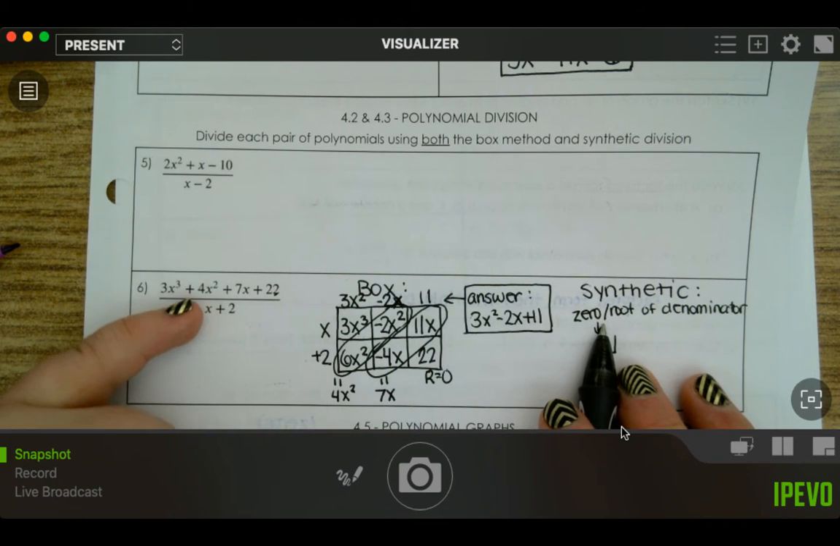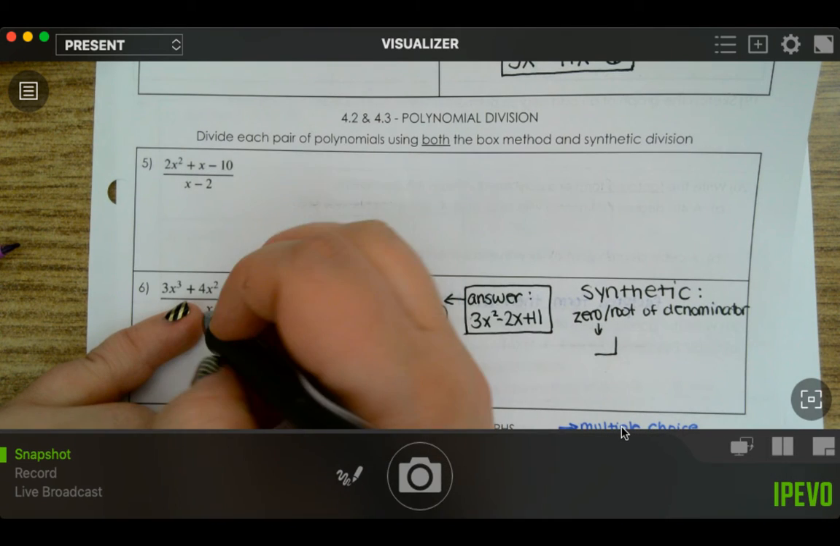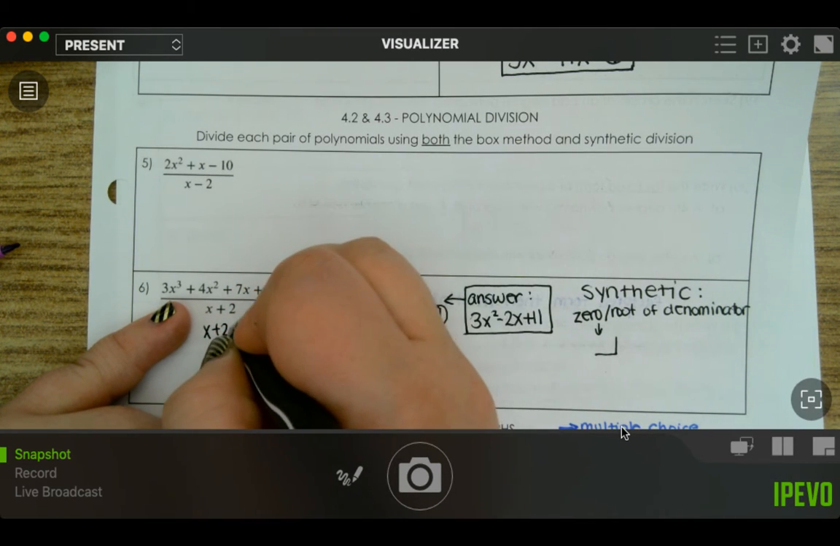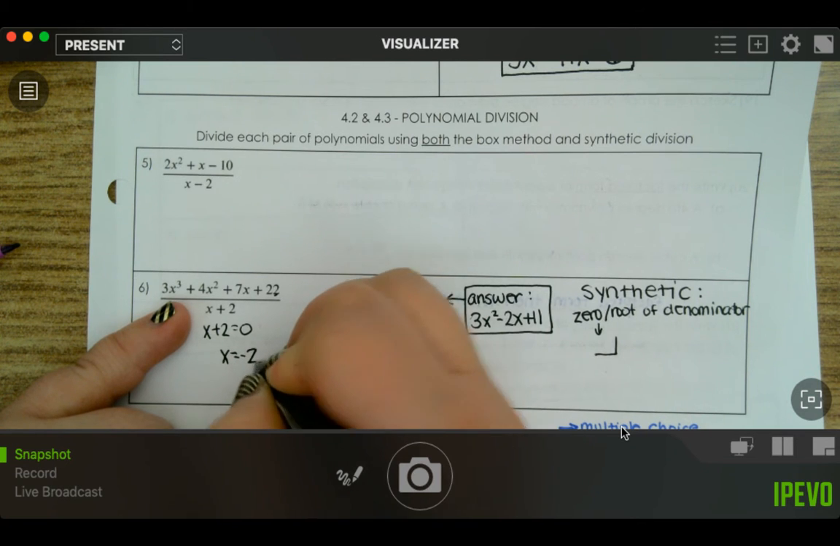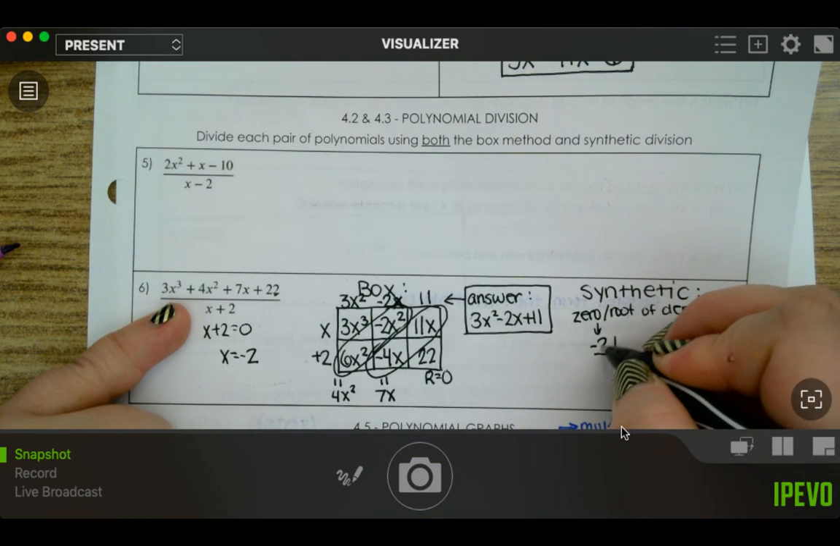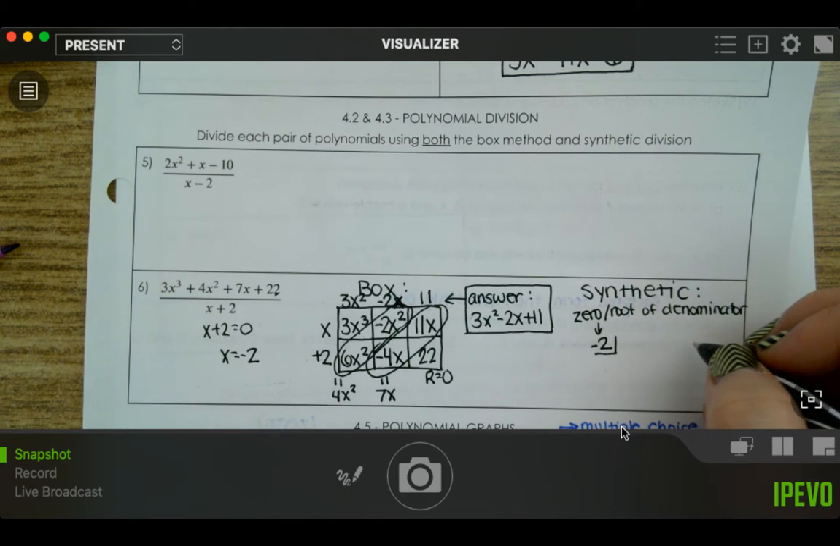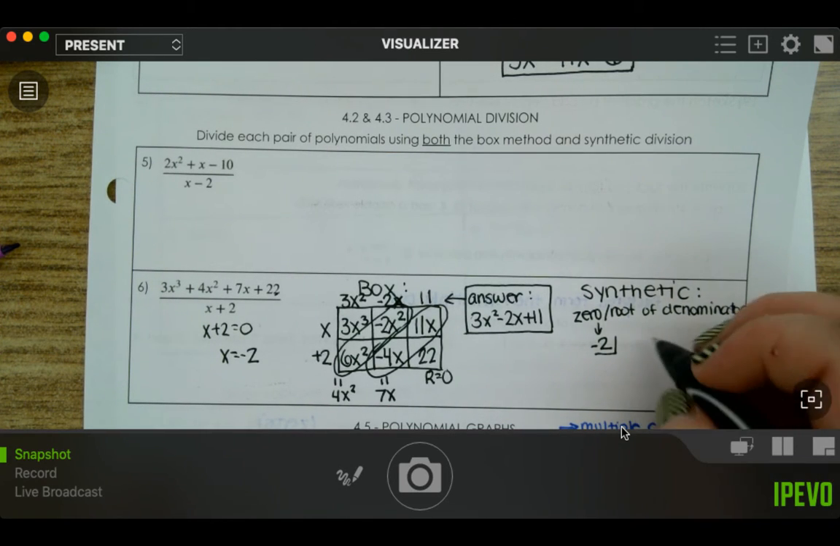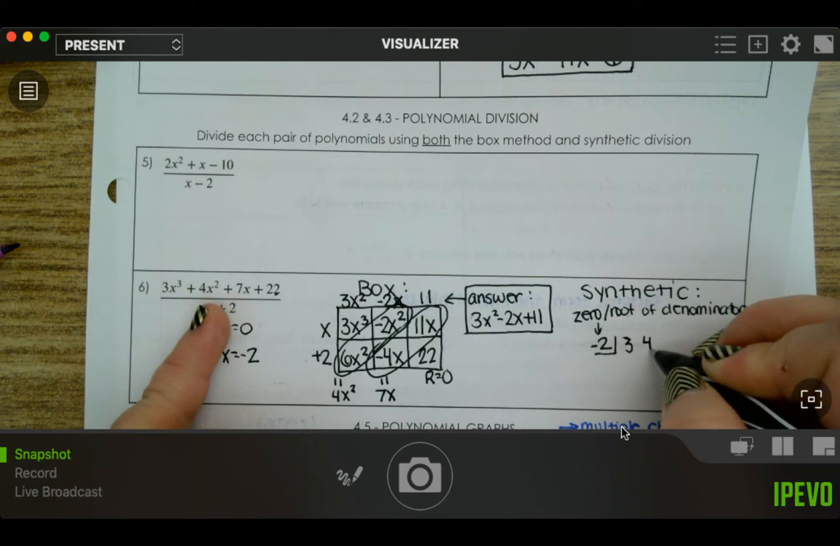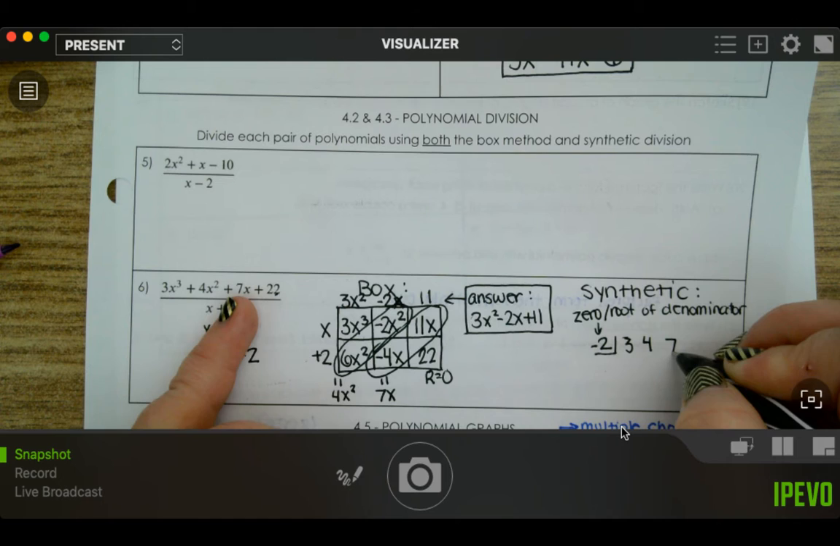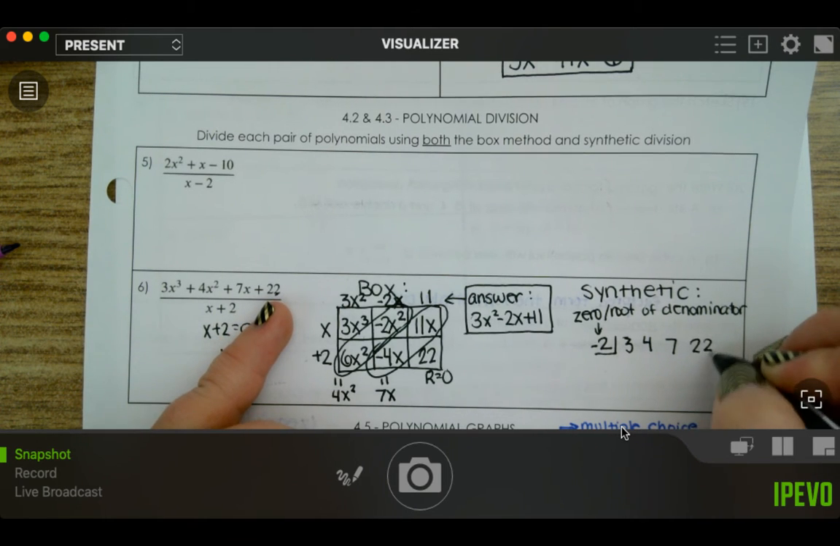The root to this part would be, if x plus 2 were to equal 0, then you would subtract the 2 to the other side, and x would be negative 2. So it's always going to be the opposite. And then you put your coefficients. So 3, 4, 7, 22.